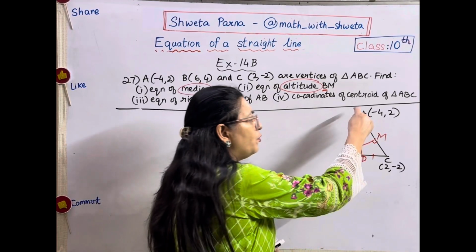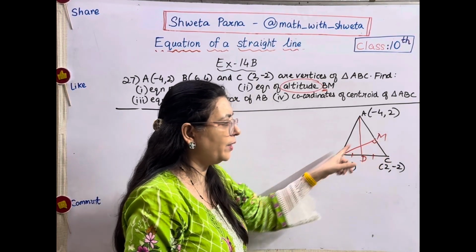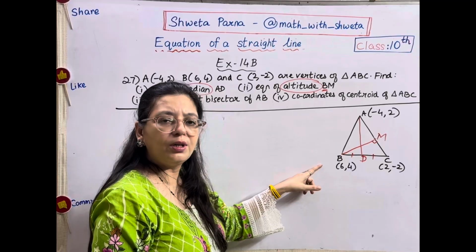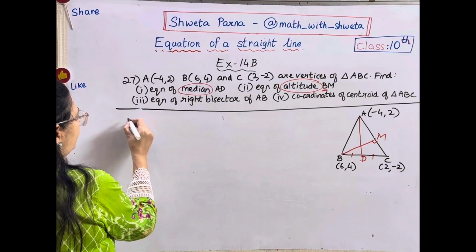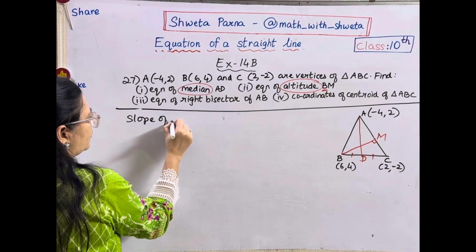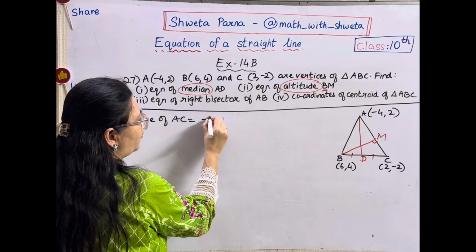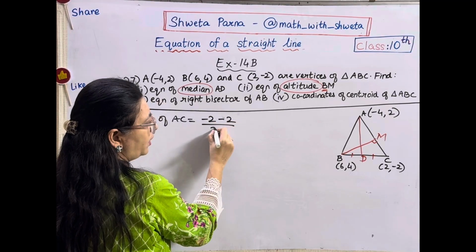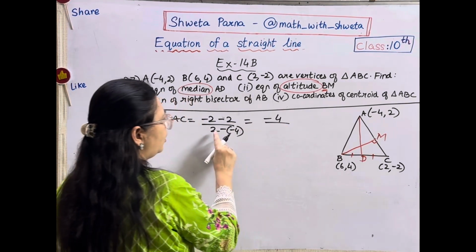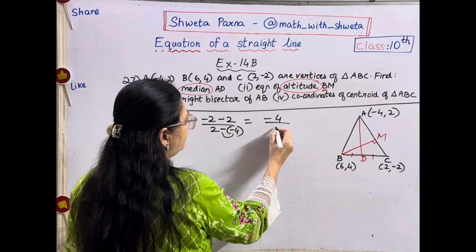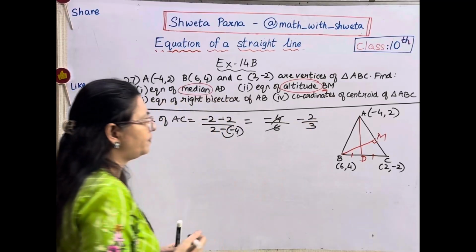So, what you will do, you will first find the slope of AC. Since it is perpendicular, you will get the slope for BM. And you know the coordinates of B. So, you can get the equation. So let's first find the slope of AC. Slope of AC is y2 minus y1 upon x2 minus x1, your wish which one we take. This is minus 4 upon 2 plus 4 is 6. So this will become minus 2 upon 3.